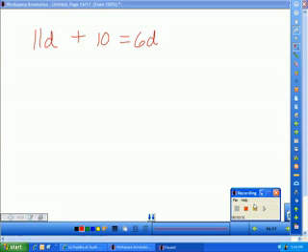Now it's time for you to hit the pause button on this video, try to solve this one on your own, and then restart when you're ready to check.